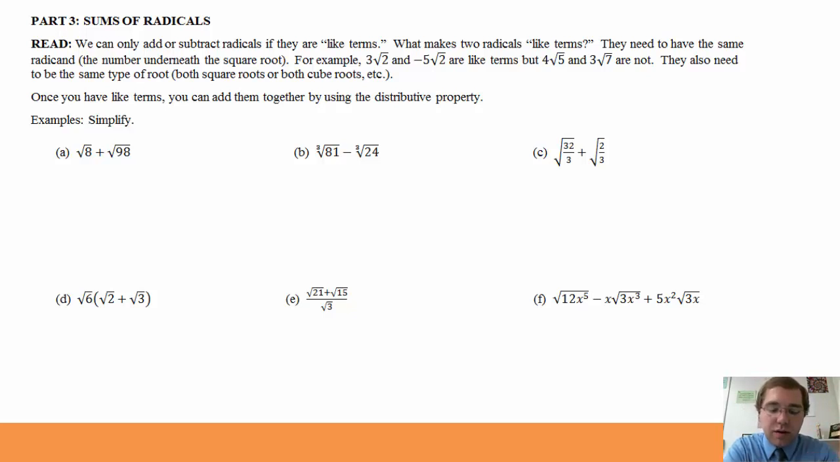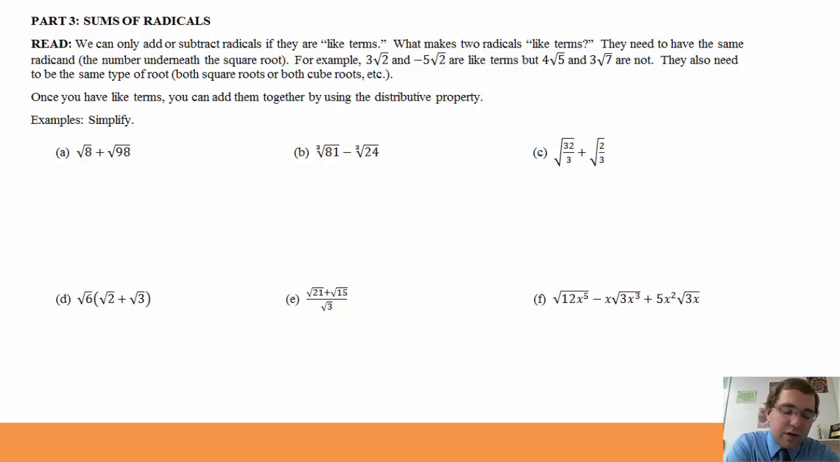For example, 3 radical 2 and negative 5 radical 2 are like terms because they have the same number underneath the root. They have the same radicand. But 4 radical 5 and 3 radical 7 are not like terms because the 5 and 7 are not the same. Secondly, they also need to be the same type of root. They need to both be square roots or both be cube roots or both be sixth roots. They have to be the same type of root or they're not like terms.